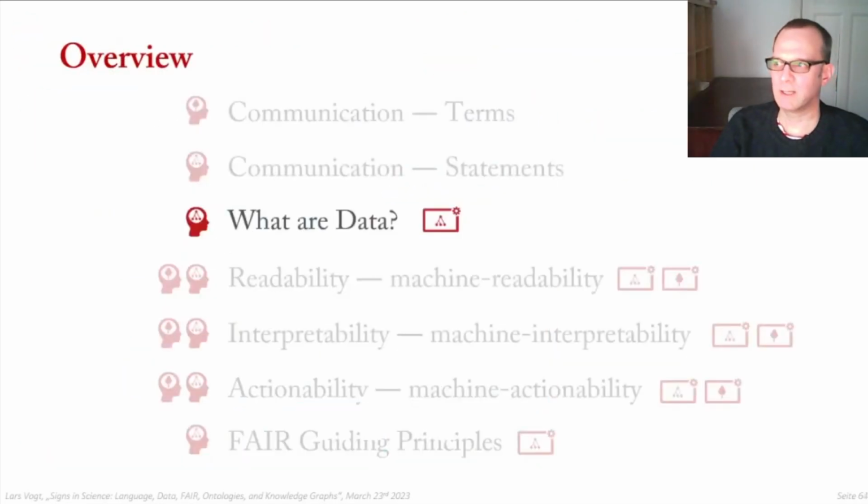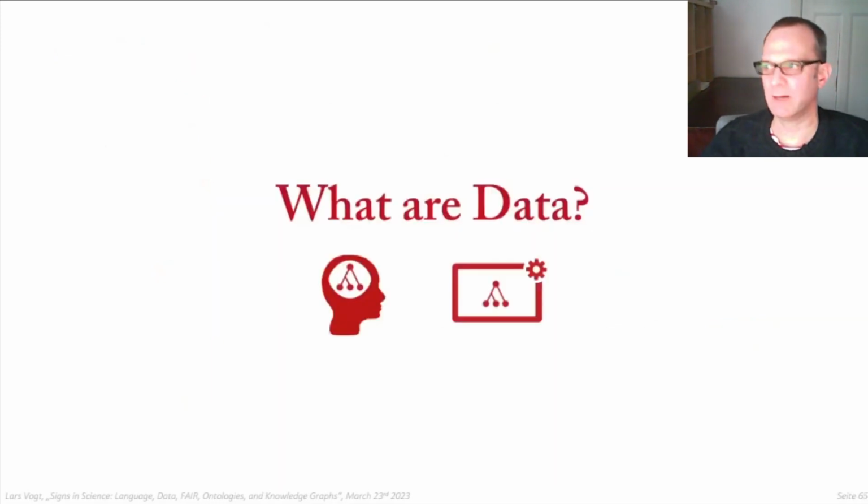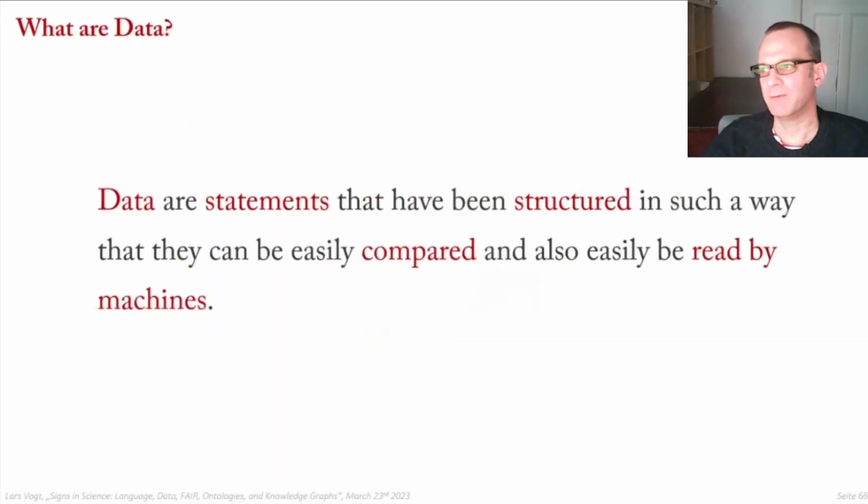So let's take a look at what data is. And here I provide a definition that is not basically a general definition. It's just for the purpose of this presentation. So data are statements that have been structured in such a way that they can be easily compared and also easily be read by machines. So compared also for humans. For instance, Excel sheets.